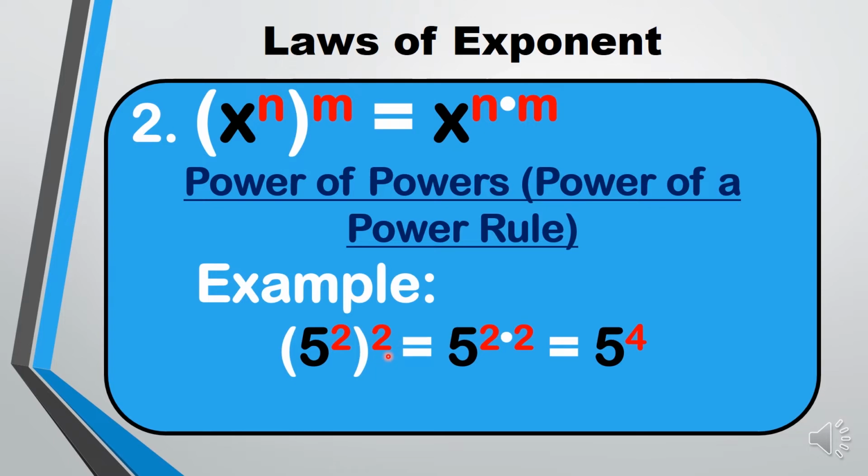Again, we need to use the expanded form. We multiply our exponents or powers by each other. 2 times 2 is equal to 4. So the exponent of our base 5 is 4, or if we read it, 5 raised to the power of 4.